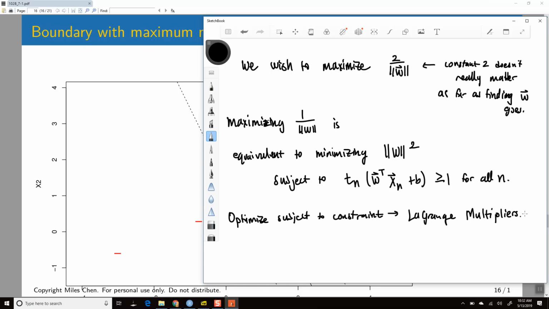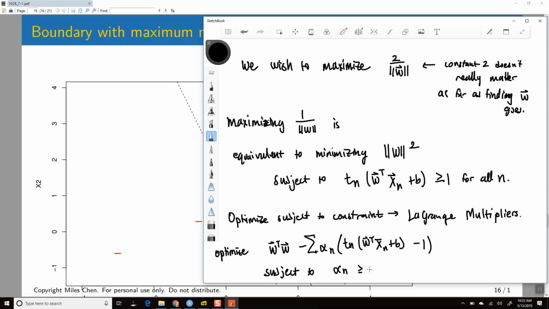And so this will be different for every single kind of point, okay? And basically, if we turn this into kind of a Lagrange thing, we say, well, this has to be Tn times W transpose Xn plus B minus 1, okay? This is kind of the zero part, and then you've got some kind of constant, alpha n, and so we're going to try to optimize basically W transpose W, which is basically this part, minus the sum of all of these Lagrange multipliers for all n, okay? We'll say subject to alpha n is greater than or equal to 0 for all n.